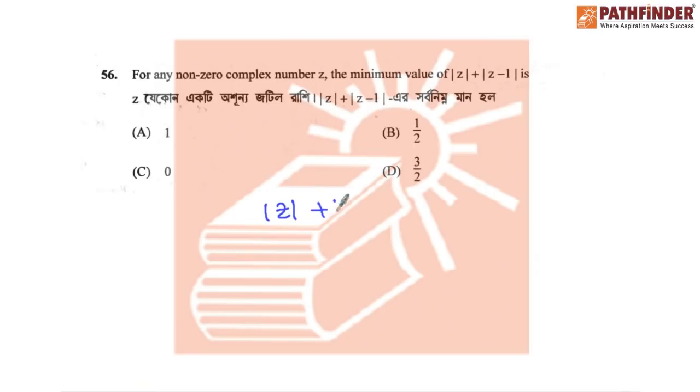Mod of z plus mod of z minus 1 is always more than or equal to mod of z minus 1, which is equal to 1. So option A is correct.